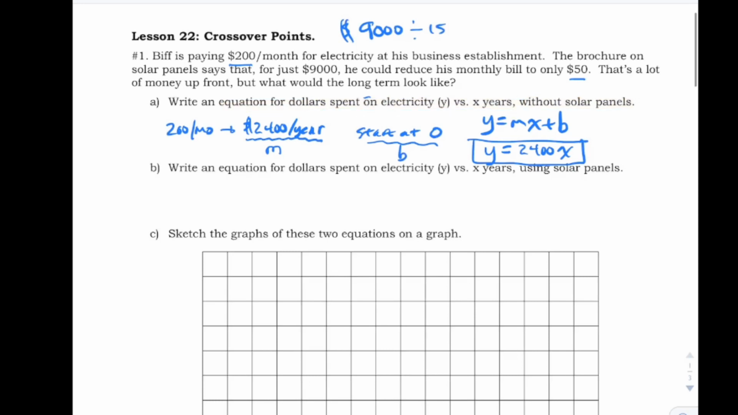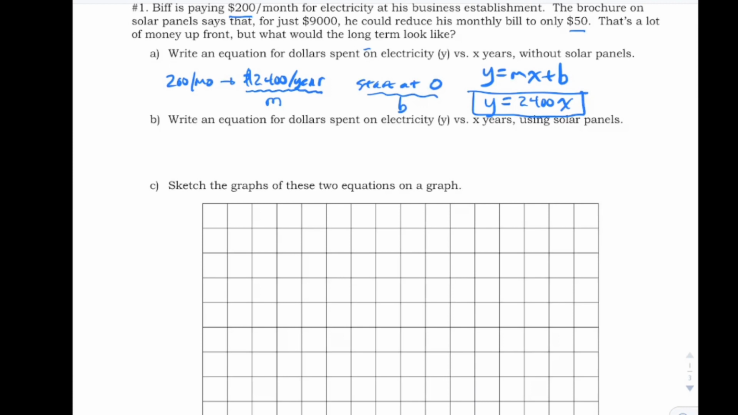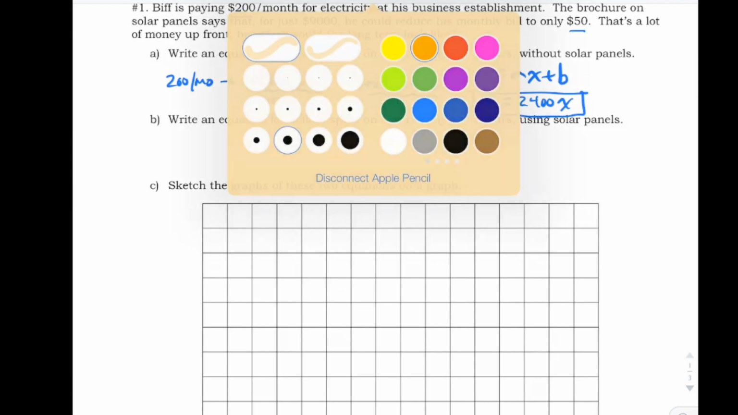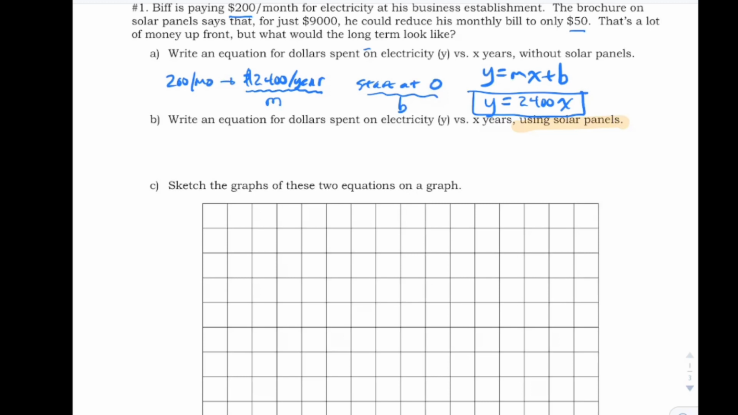Now let's do the same thing, but we'll write an equation using solar panels. How much am I paying a month? I'm paying $50 a month. That's nice. Now we're talking about years here, so that would be 50 times 12, you get $600 a year. That's what we used to call variable cost. Every time a year goes by, it's another $600, up 600 over a year. This is telling you the slope of the cost line.